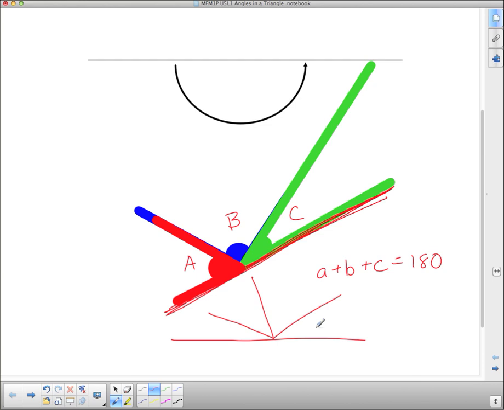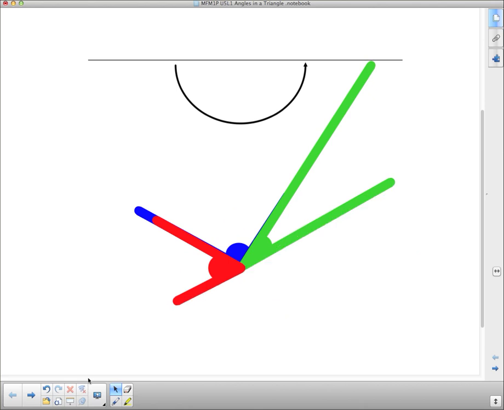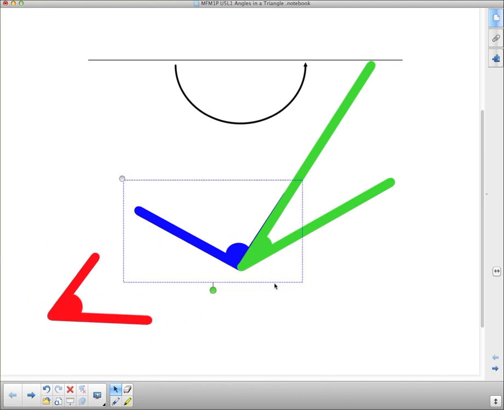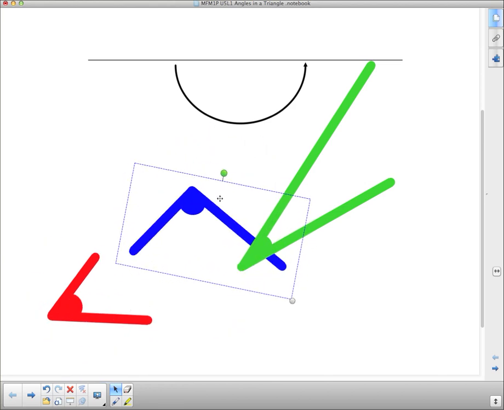Now don't forget where these angles came from in the first place. These angles all came from a triangle. It used to be a triangle. I'm going to pull this back around. Let's see if we can put our triangle back together.